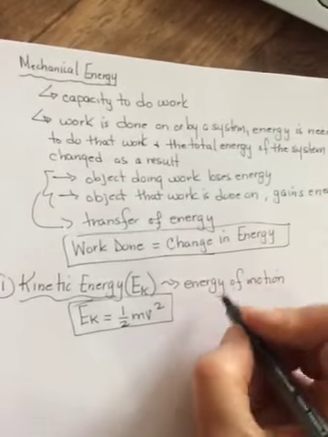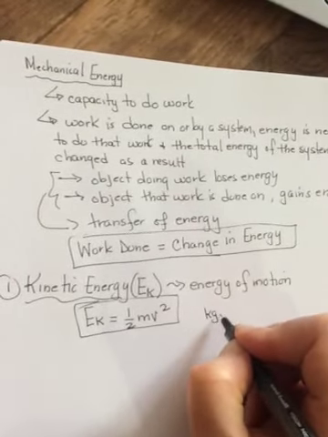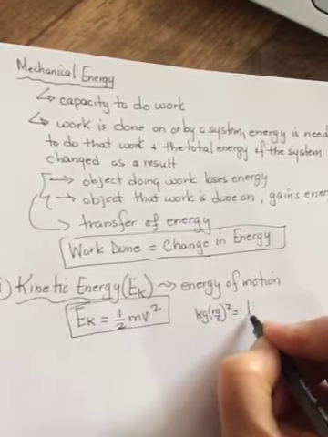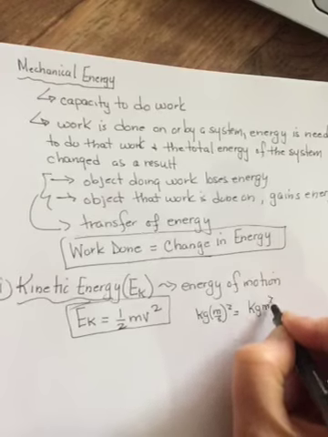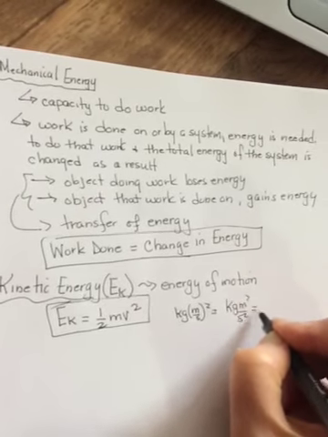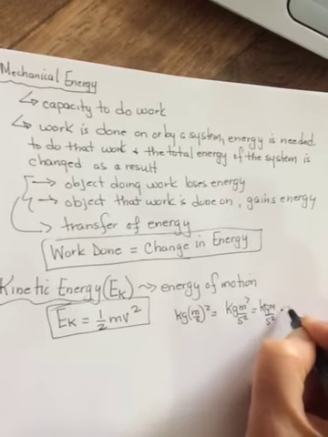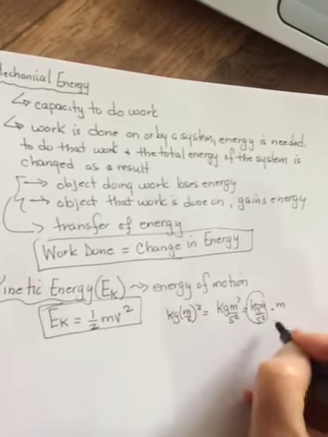All right, if we look at our units, they're going to be kilograms and then meters per second that gets squared. So kilogram meters squared per second squared. Well, and we know a kilogram meter per second squared, we know this is a Newton.